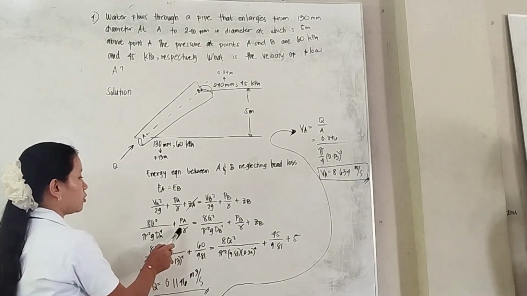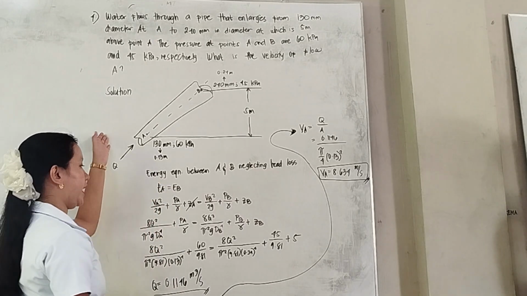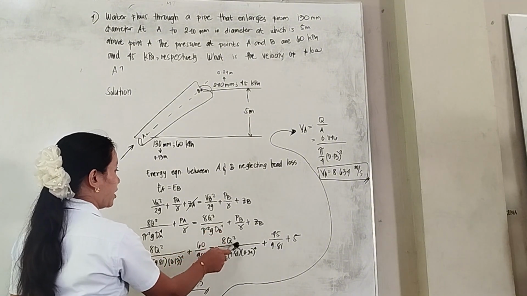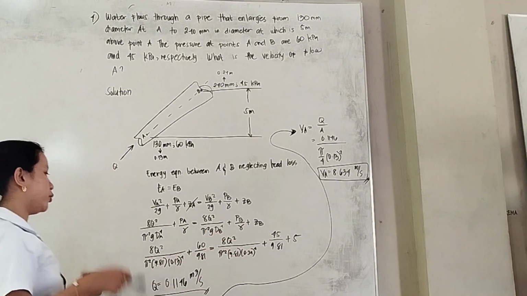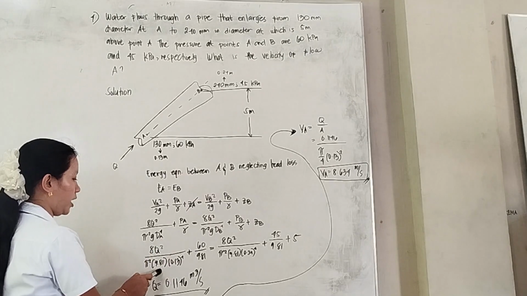Then, we just cross out ZA because we have no height given for A. And then, 8Q squared over pi squared G times the diameter of B raised to 4, plus PB over unit weight plus ZB. So, input 8Q squared over pi squared. Then, the gravity is 9.81.